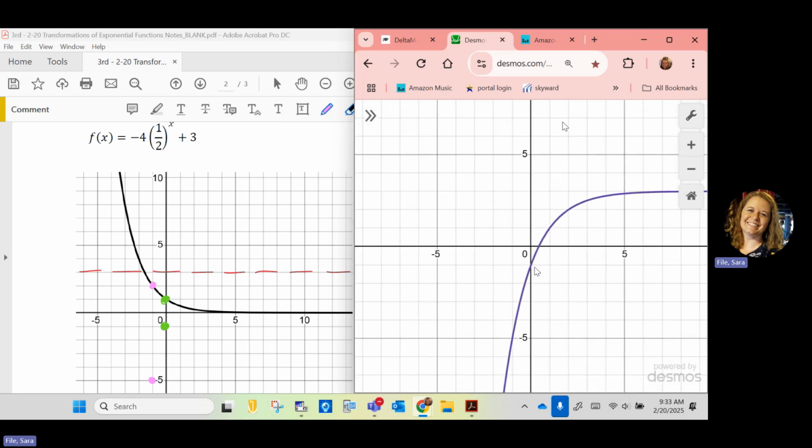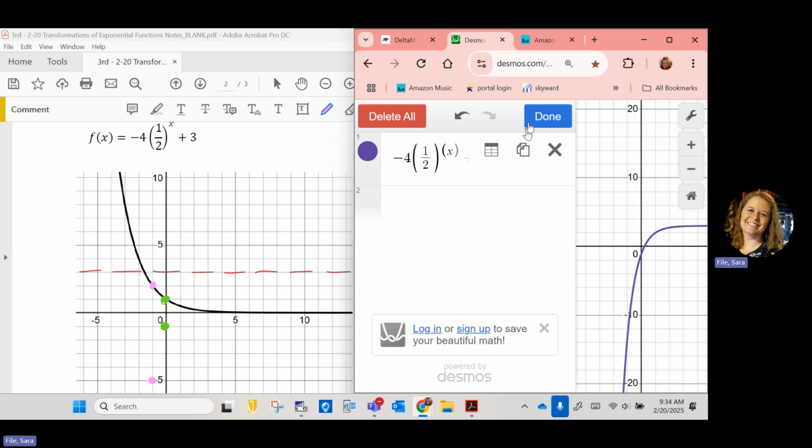Let's check some of those points. I plotted a point at (0, -1). Hey, there's a point at (0, -1). I plotted a point at (-1, -5). Hey, there's a point at (-1, -5). Okay, so it looks like the asymptote is at 3. That's where I sketched my asymptote. Okay, so I could go ahead and sketch my curve and I can see in Desmos that that's accurate.